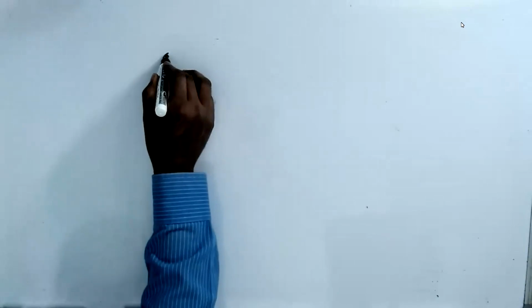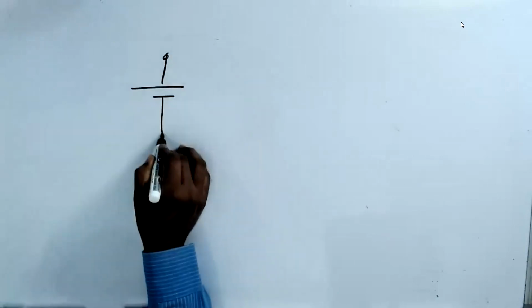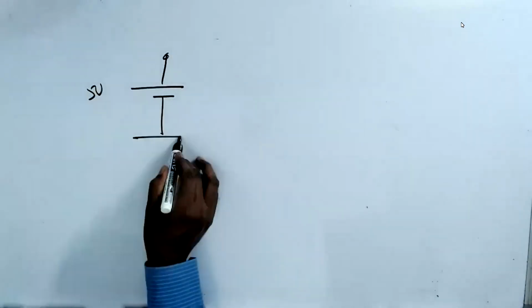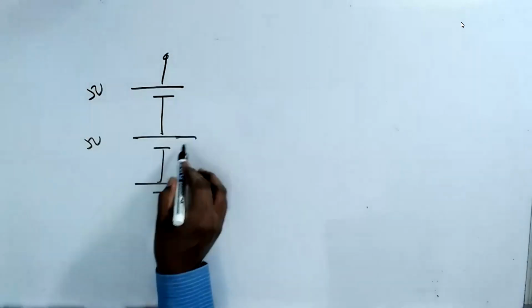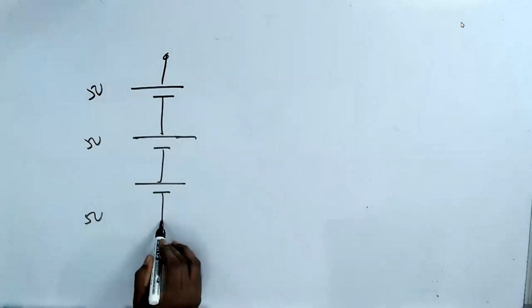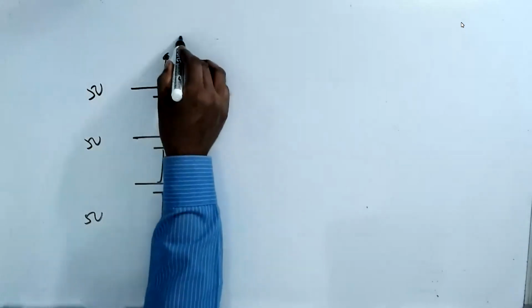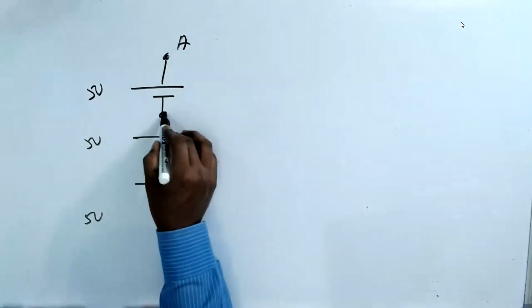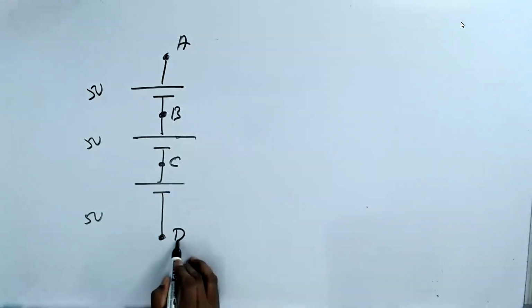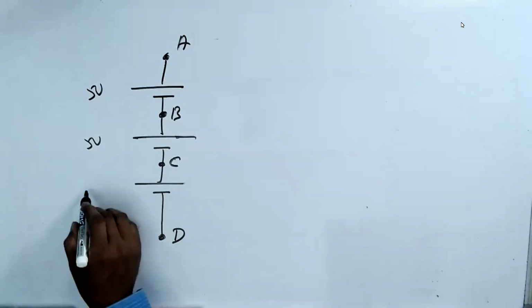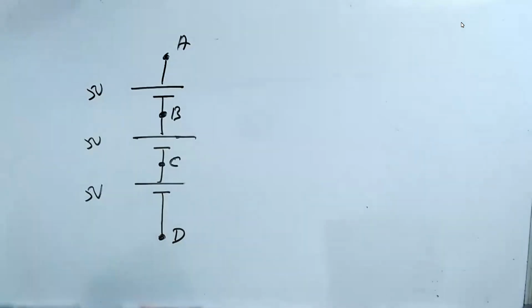I have a battery of 5 volt. I have another battery of 5 volt. I have another battery of 5 volt. This point is A. This point is B. This point is C. This point is D. Each battery is how many voltage? 5 volts. We connect them in series.